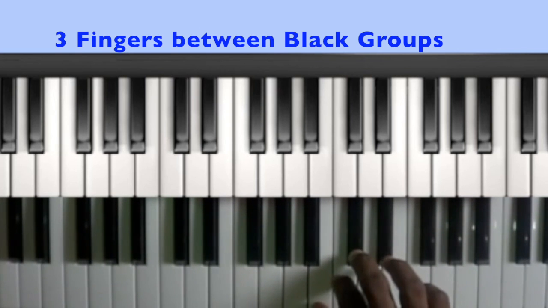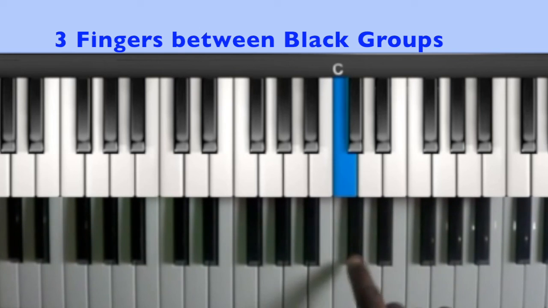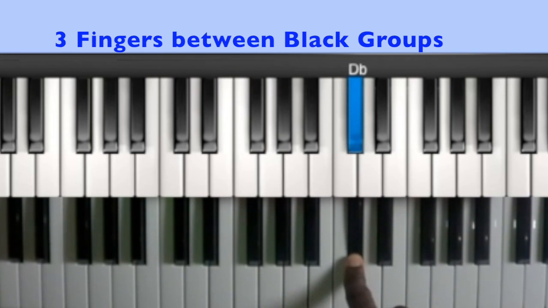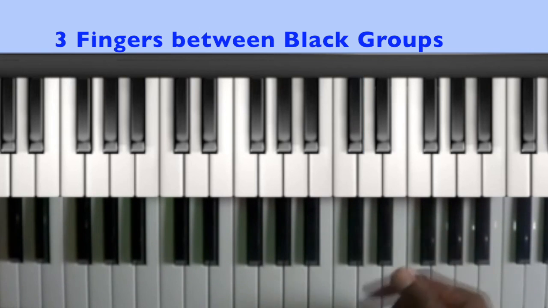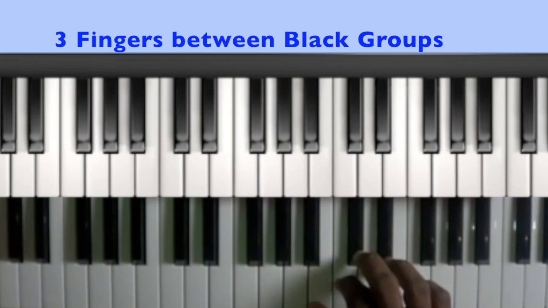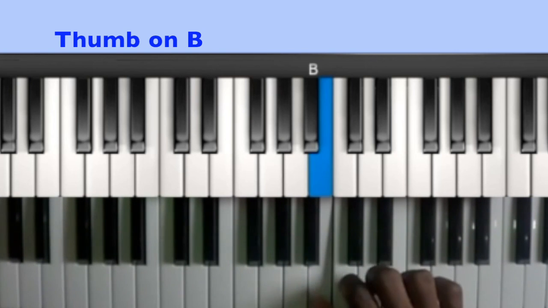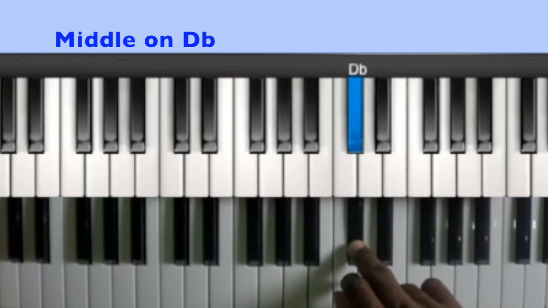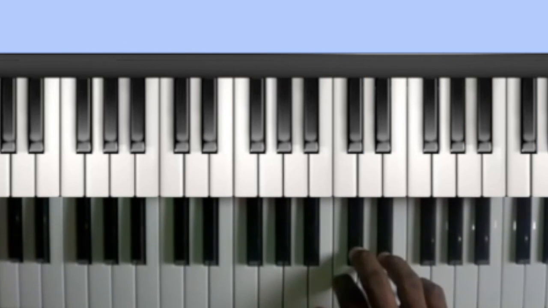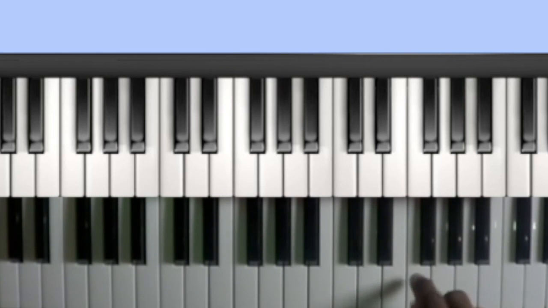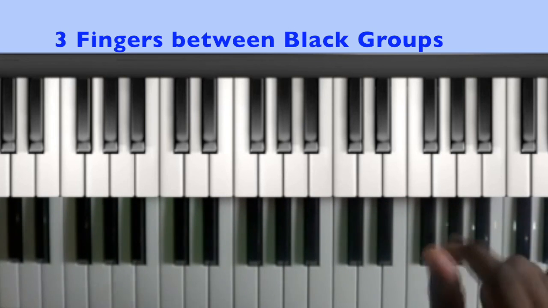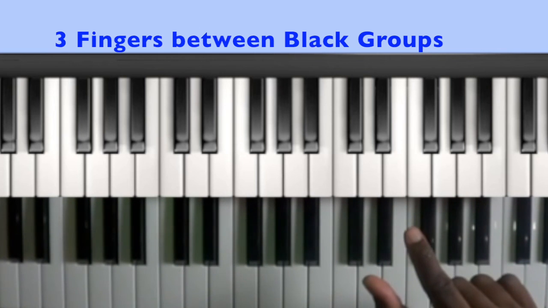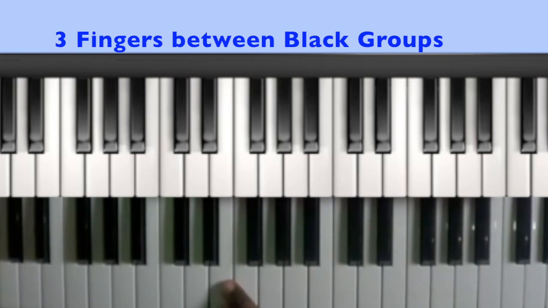Let's say we're going to go from B up to that black note, which is D flat, C sharp, same thing. It will be thumb on B, index on C, and then middle plays that D flat. What you want to think about is the fact that anytime you have 2 white notes together, you use your thumb and your index on them. That applies anywhere there's 2 white notes together without a black note in between.